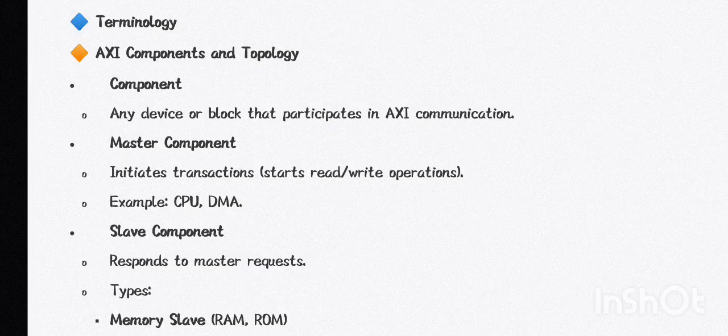AXI components and topology. Component: any device or block that participates in AXI communication. Master component: it initiates the transactions, starts read or write operations. Example: CPU, DMA. Slave component: responds to master requests. Types: memory slaves like RAM, ROM, and peripheral slaves like UART, SPI, GPIO, etc. Interconnect components connect masters and slaves, and route address, data and control signals.